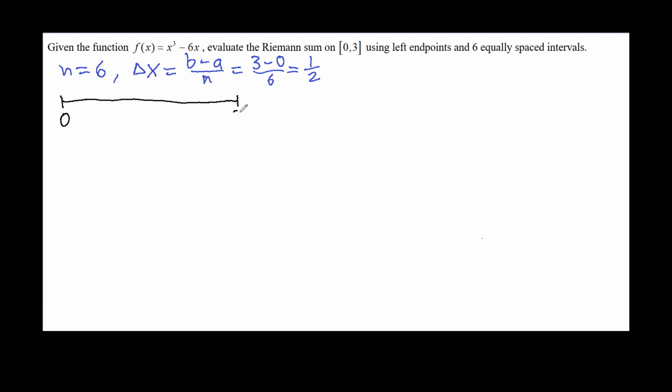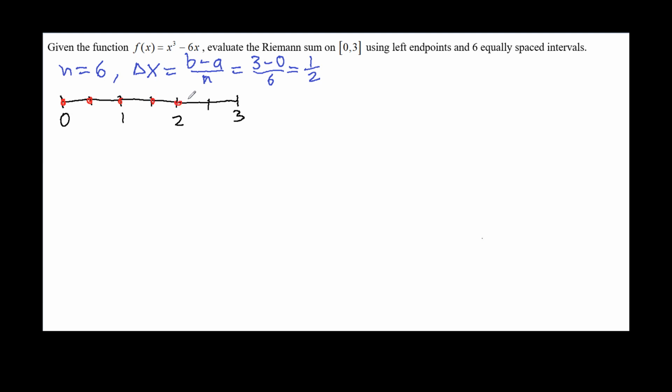Let's draw this so we see it in front of us. So now I have my 6 intervals, and I'm supposed to indicate the left endpoints. So my first interval from 0 to 0.5 has 0 as my left endpoint, while the second interval from 0.5 to 1 has 0.5 as the left endpoint, and so on for all of the other 4 intervals.